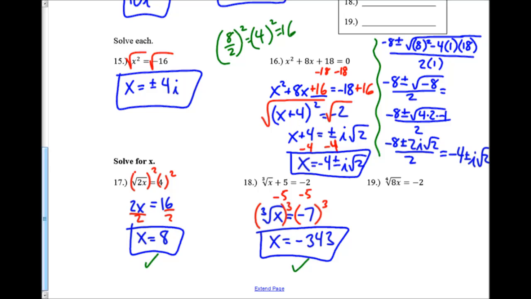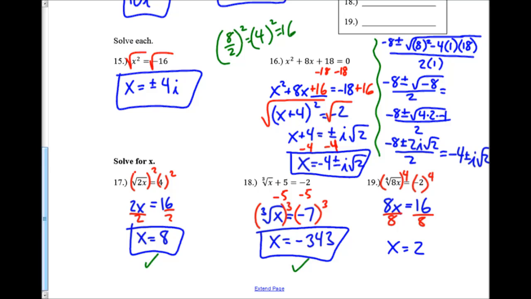For this one, to undo the fourth root, I'm going to raise each side to the fourth power. Over here, the root and the exponent cancel out. I'm left with 8x. Over here, negative 2 in parentheses to the fourth power is 16. And now I divide each side by 8. So I find out that x equals 2.